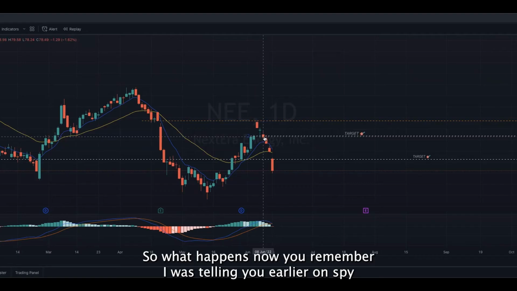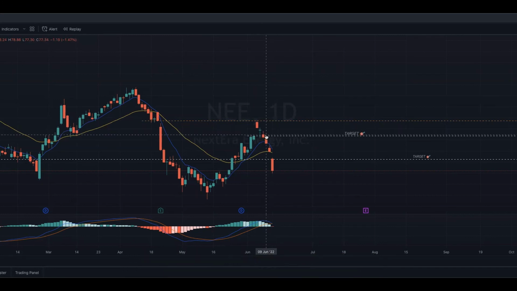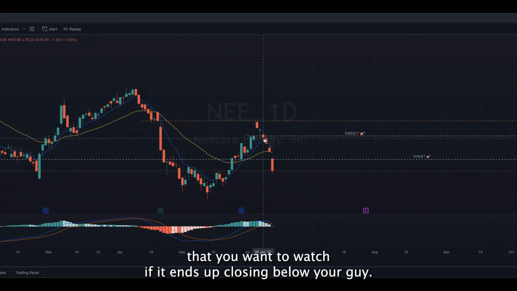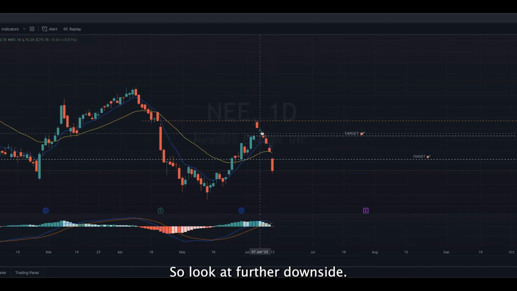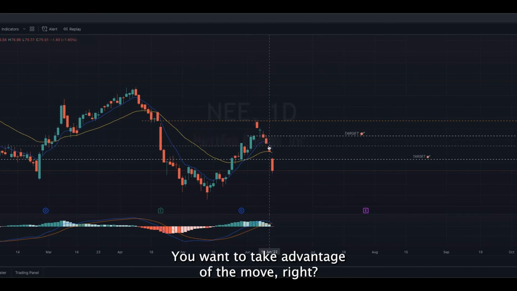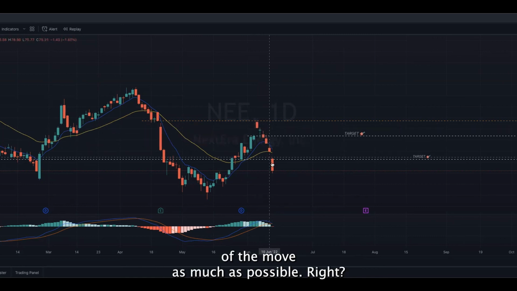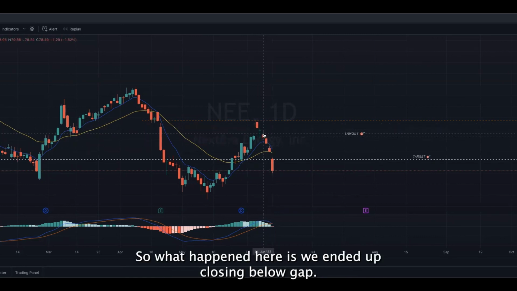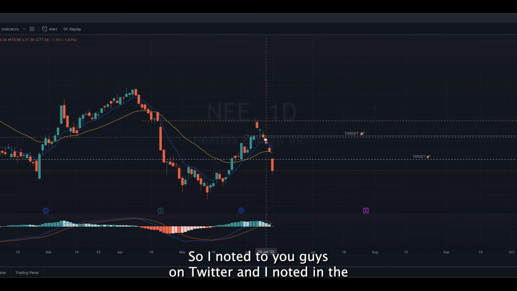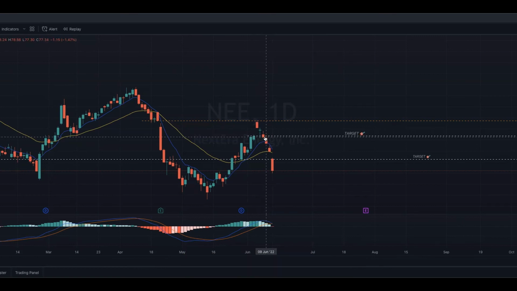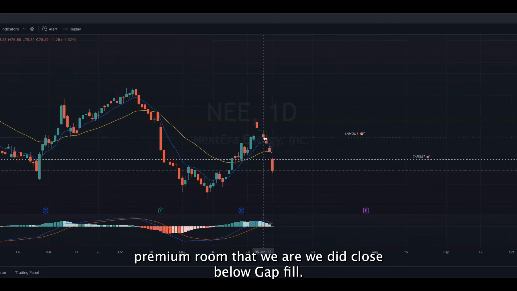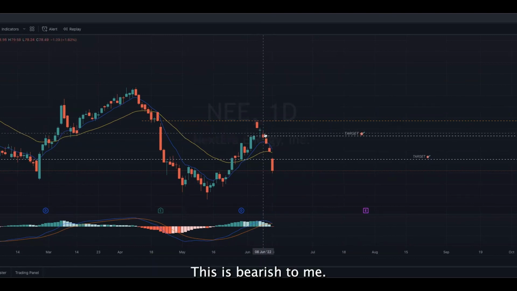So what happens now? You remember I was telling you earlier on SPY that you want to watch if it ends up closing below your gap fill. Okay, further downside: you already trimmed a quarter, you're holding, you want to take advantage of the move as much as possible, right? So what happened here is we ended up closing below gap fill. I noted to you guys on Twitter, and I noted in the premium room, that we did close below gap fill. This is bearish to me.